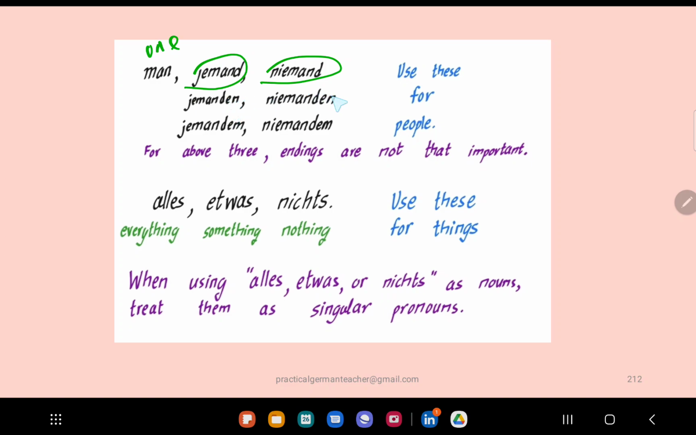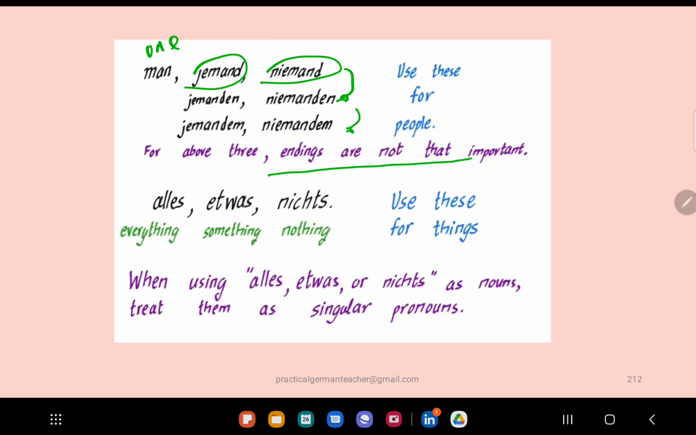So jemanden, niemanden, accusative cases. Jemandem, niemandem, dative cases. But what I want to say is that the endings are not that important, at least. So also in accusative you can use niemand, jemand. No one is going to point it out or bother you, but be careful when you get to the dative.